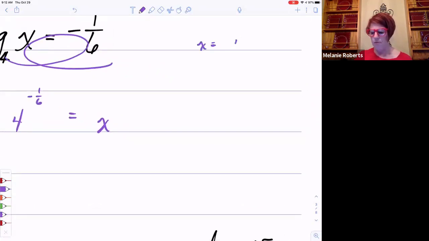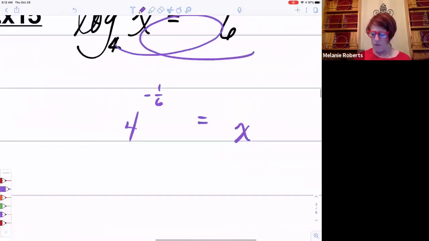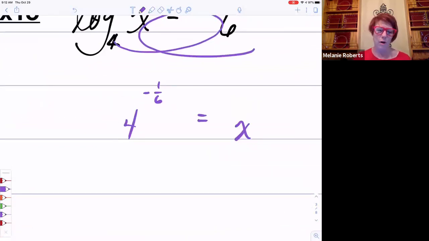If x is equal to 4 to the negative 1/6, this is the same thing as 1/4 to the positive 1/6. This is the same thing as 1/6 root of 4. But then that makes me have a root on bottom, and we know that that's not simplified. So honestly, I would leave it the way that we found it in the first place. But just understand there are multiple ways of writing the same thing.